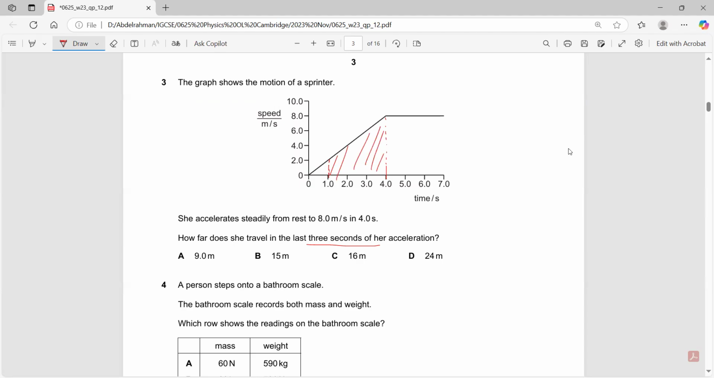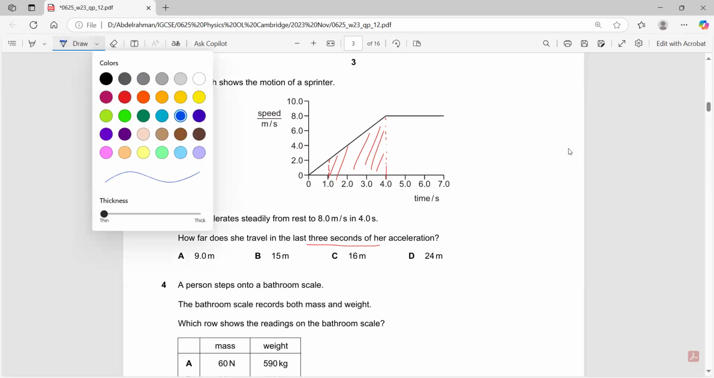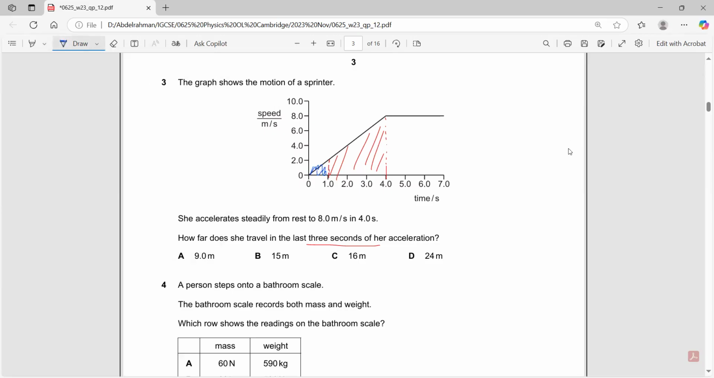Can I find the area? Yes, I can find the area. This is a trapezium, which is a bit difficult. What can I do? Can I find the total triangle and then just subtract the smaller triangle? Yes, I can do that. So basically, it's half times base times height minus half times base times height.